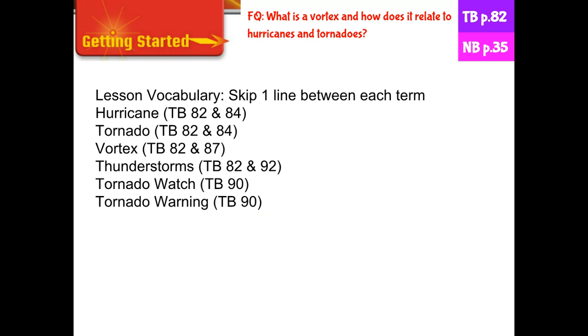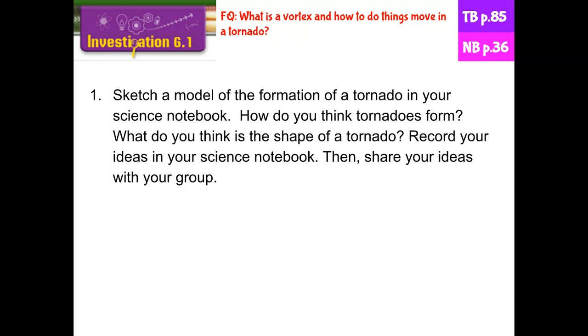So we have 6 vocabulary words to worry about during Lesson 6: hurricane, tornado, vortex, thunderstorms, tornado watch, and tornado warning. Over the next few days, you're going to be adding those in your notebook and then taking some time to both define them and hopefully draw a diagram for each.